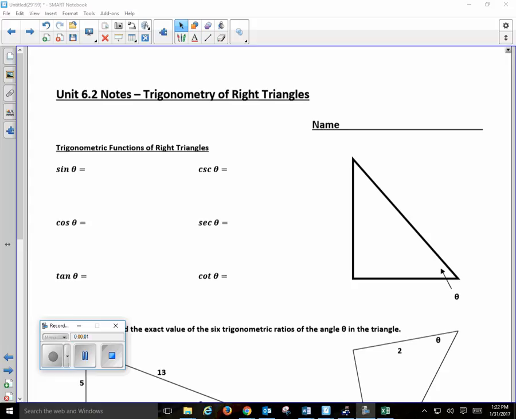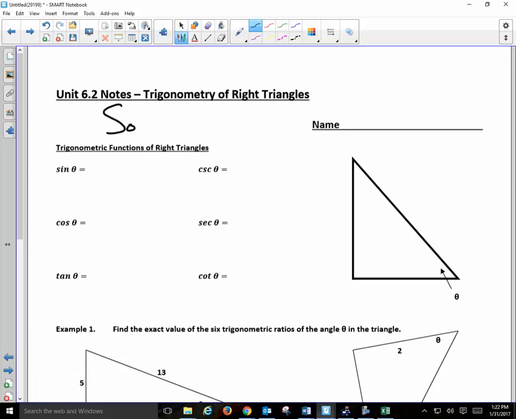Before this class. So here we go. Trigonometry, right triangles. This is where you get the phrase SOHCAHTOA. Again, you don't have to know SOHCAHTOA to solve right triangles. I never used it once when I was in high school. But here's what it refers to.